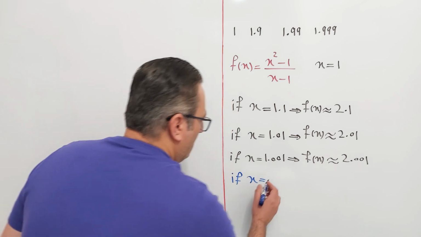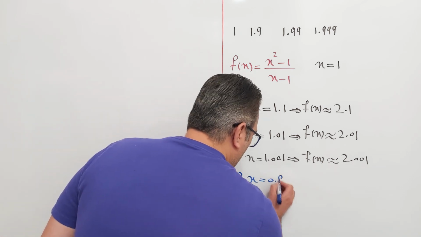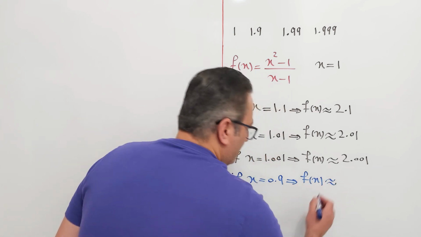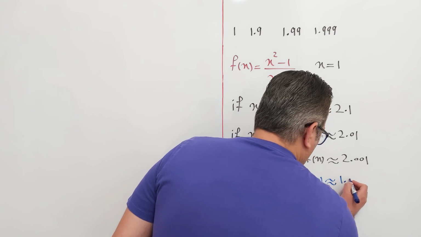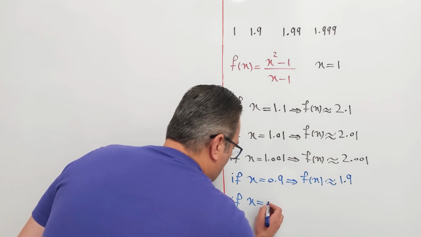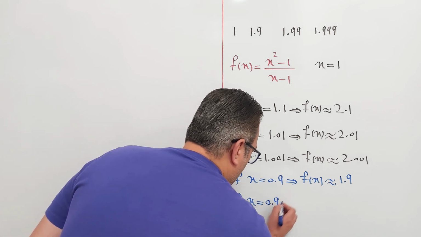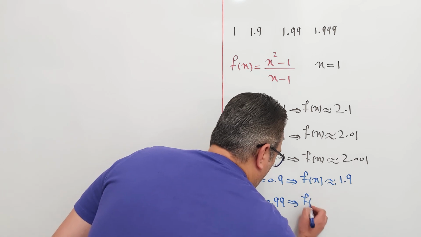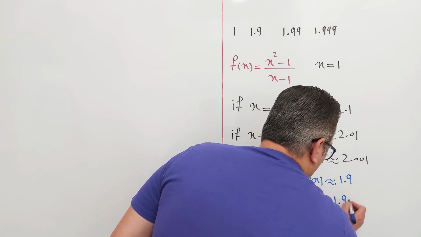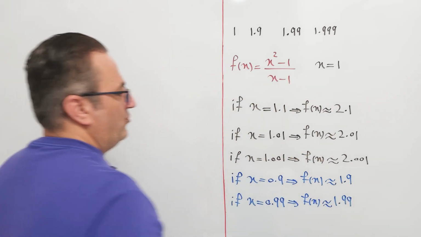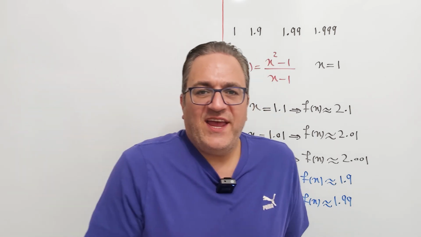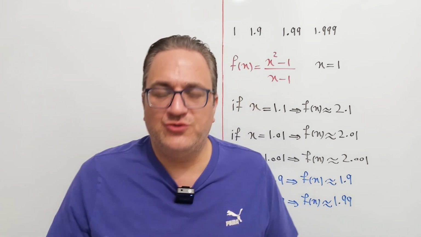And from the other side, if x = 0.9, then f(x) is about 1.9. If x = 0.99, then f(x) is about 1.99. So from both sides, the values of the function are getting closer and closer to 2.